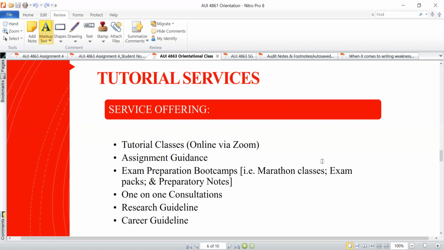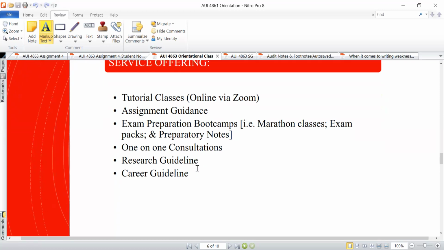Then of course we have what we call exam preparation boot camps, commonly known as marathon classes, exam packs, preparatory notes. That is an exam preparation package that we offer towards exam period to equip you guys for your final exam, to get you fit for the examination. Then of course there's consultations, research guideline. This is more applicable to research-based type of modules like MNG. Okay. Right. So that's what makes up our tutorial services package.